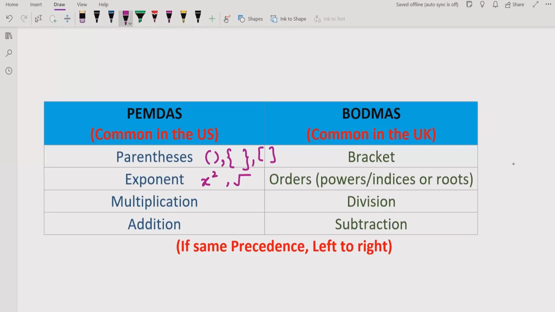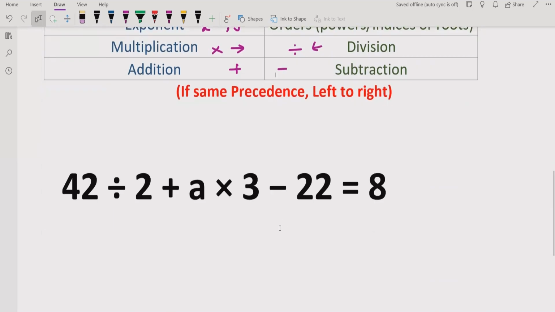M is for multiplication and D for division, and they both have the same precedence. If you are using multiplication and division, going left to right in the expression, you can solve whichever operation comes first. Similarly, for addition and subtraction we have the same rule: we can solve addition or subtraction, whichever is coming first, going left to right. So now let's start the topic.